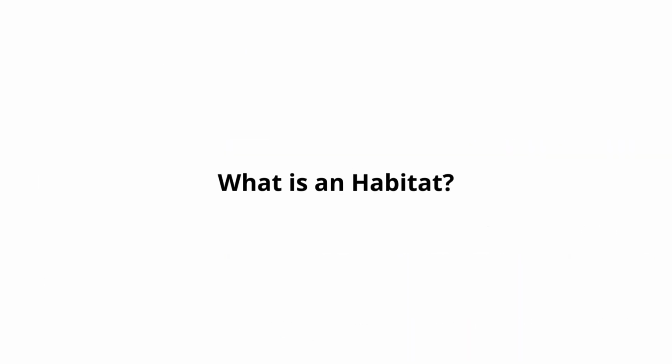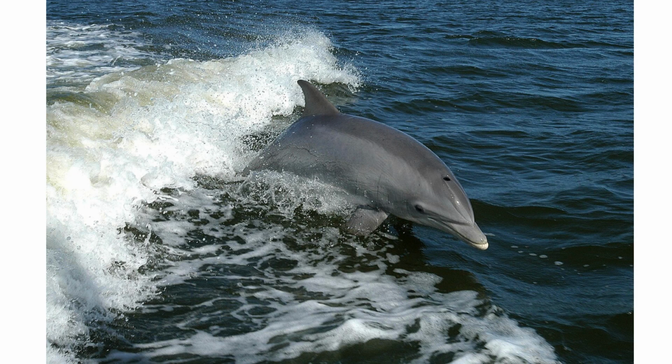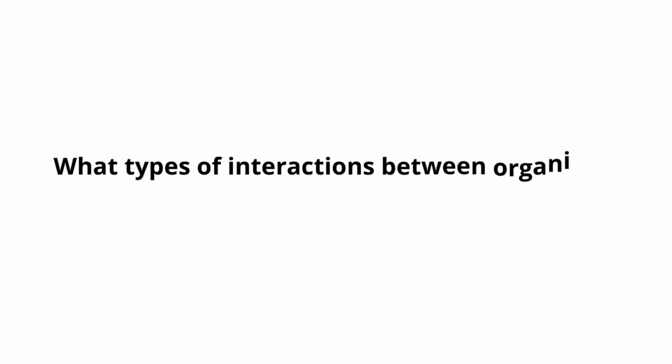What is a habitat? A habitat is a more specific term and refers to the place where a particular species lives. A dolphin's habitat is the ocean. What types of interactions between organisms exist?